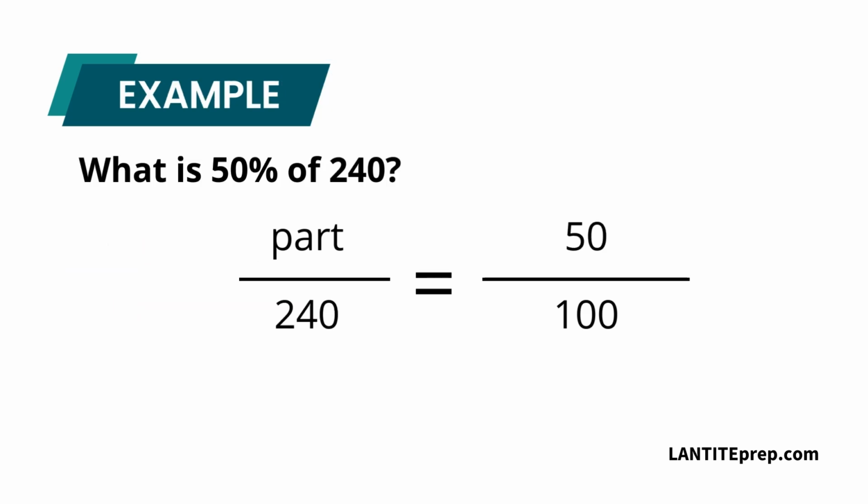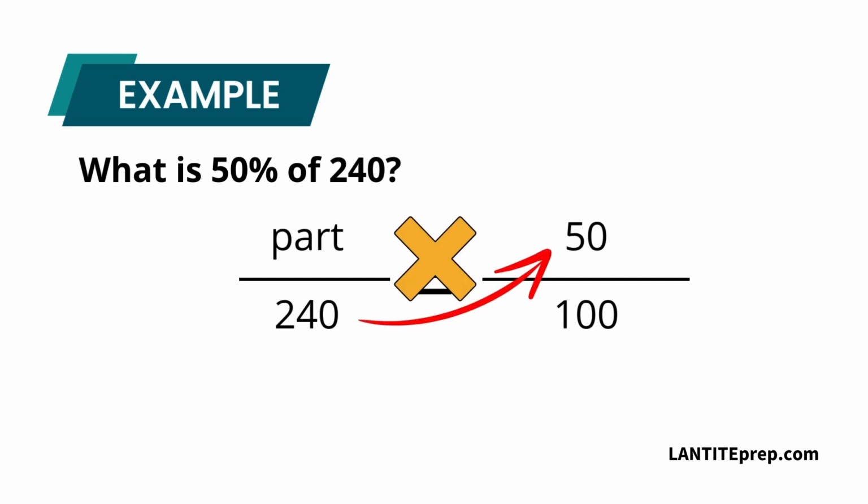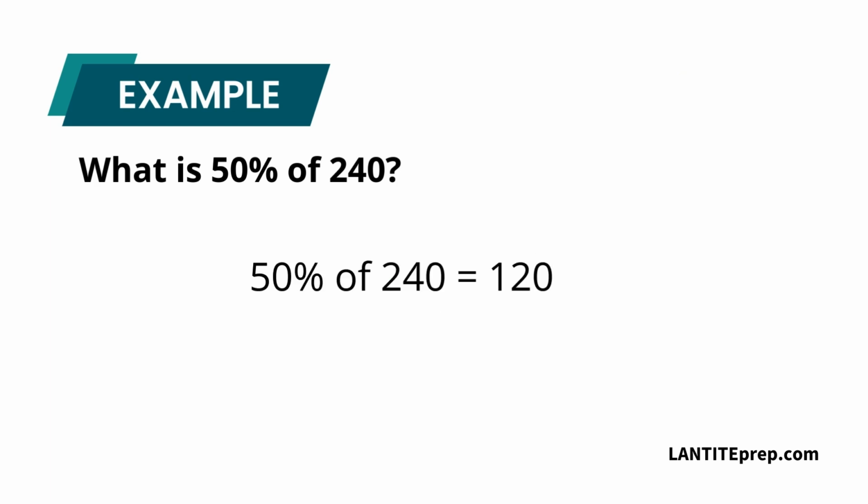Now, let's have a look at an example. What is 50% of 240? In this case, the percent is 50. The whole is 240, and we want to find the part. To do so, we'll multiply across the known corners, in this case being 240 by 50, which equals 12,000. Then we'll divide by the third number, which is 100, giving us an answer of 120. Therefore, 50% of 240 equals 120.